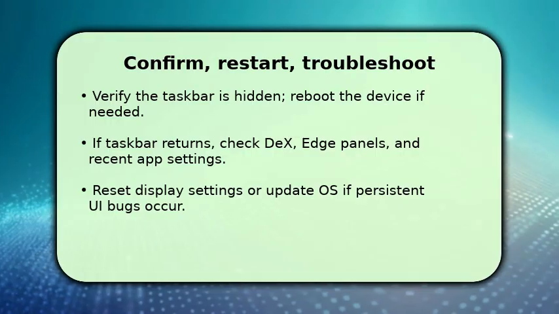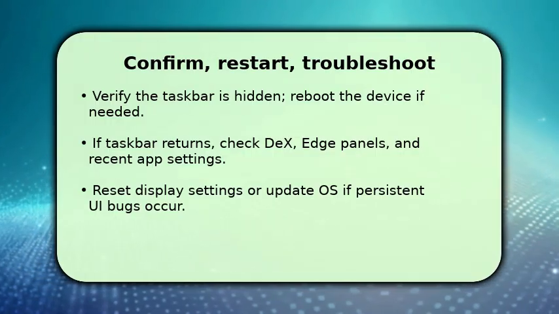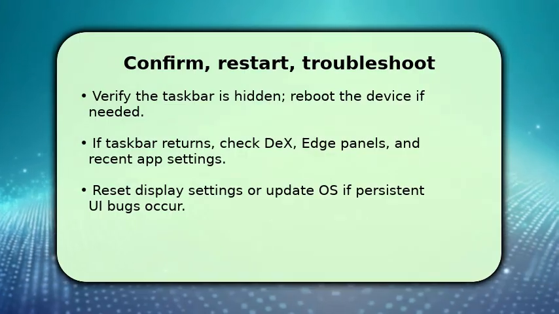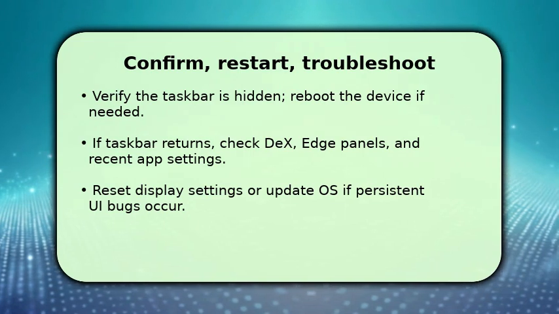Key troubleshooting tip: if the taskbar keeps returning, update One UI or reset display settings before doing a factory reset. Updates frequently fix UI glitches.